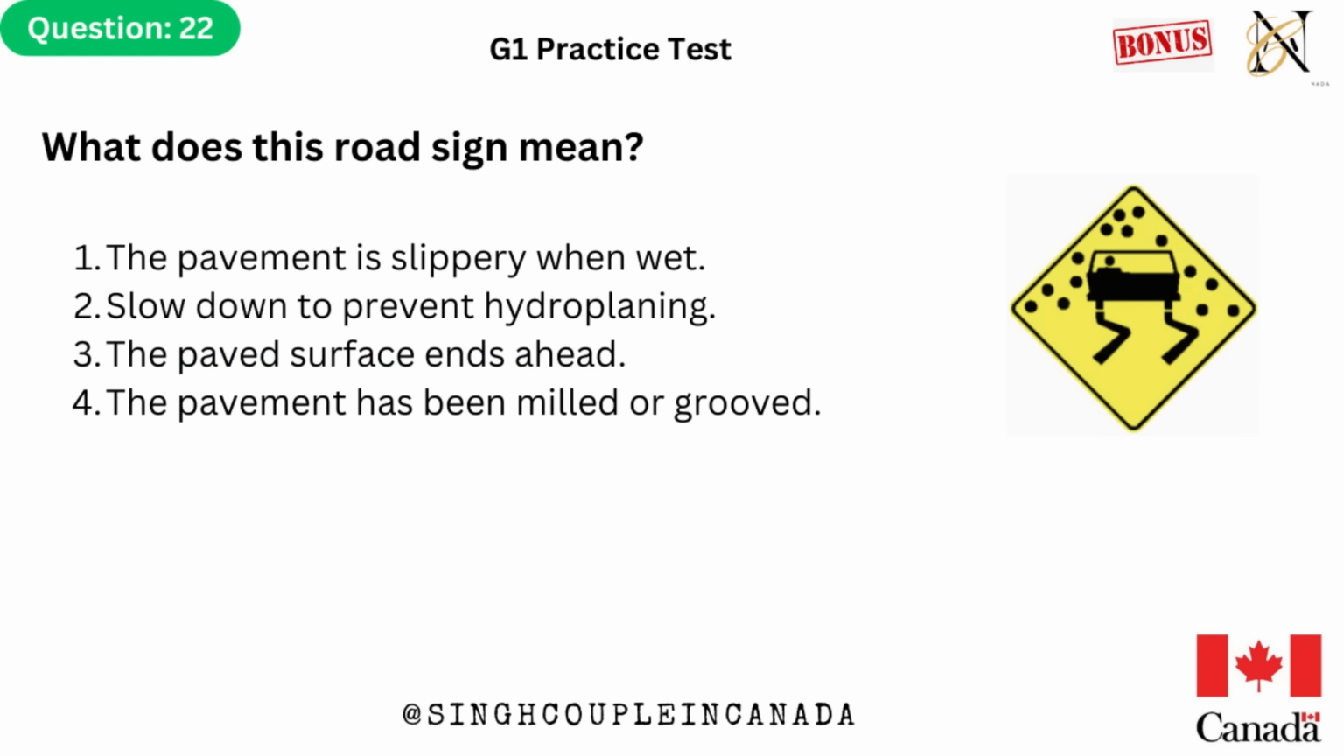What does this road sign mean? 1. The pavement is slippery when wet. 2. Slow down to prevent hydroplaning. 3. The paved surface ends ahead.